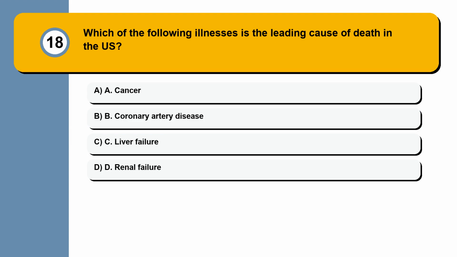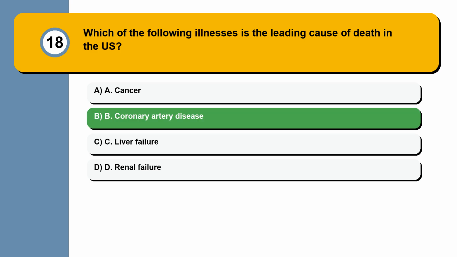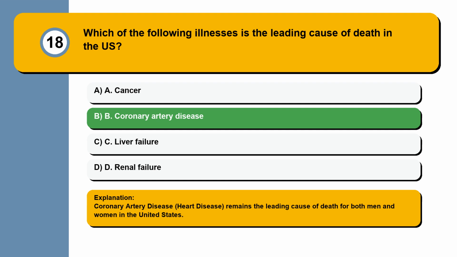Question 18. Which of the following illnesses is the leading cause of death in the U.S.? A. Cancer. B. Coronary artery disease. C. Liver failure. D. Renal failure. Coronary artery disease, heart disease, remains the leading cause of death for both men and women in the United States.